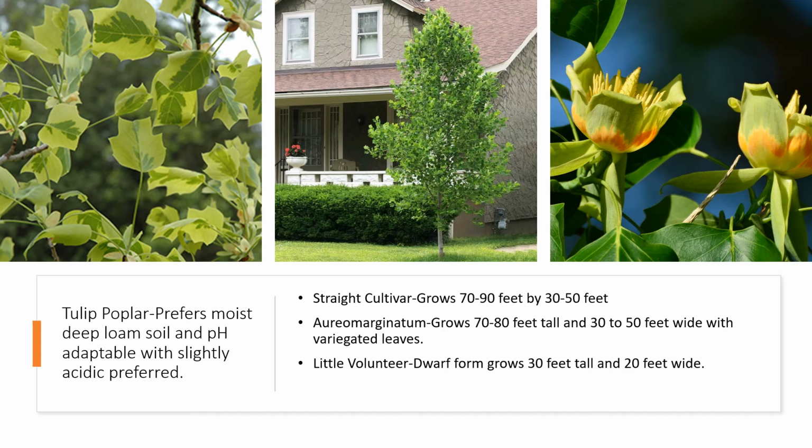And the leaf of these, I think, is kind of interesting on the tulip poplar as well. But if you live in town and you need a smaller tree and you want to plant a tulip poplar, there's one called Little Volunteer, which is considered a dwarf form. And it is a dwarf form, but still grows 30 feet tall and 20 feet wide. So it still makes a nice sized tree, but it is a lot smaller than our straight cultivars from the wild. So if you don't have as much room for a full size one, you can still get a tulip poplar that might not get quite as large.